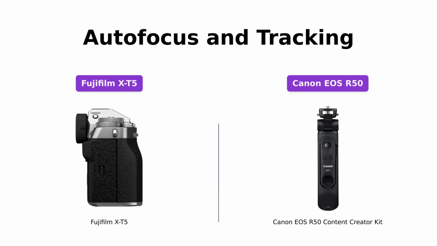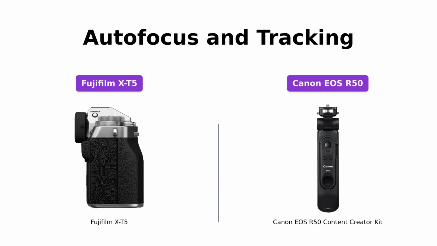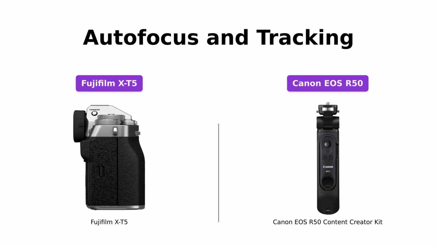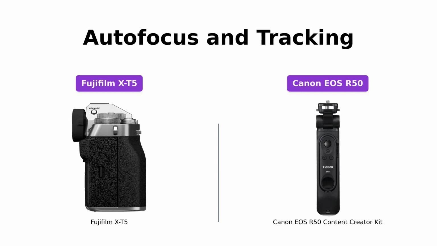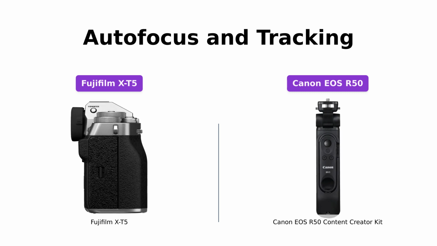Both cameras feature advanced autofocus systems, but the Canon EOS R50 Content Creator Kit takes the lead with its Dual Pixel CMOS AF II technology. It covers a larger AF area with 651 AF zones and offers auto subject detection and tracking of people, animals, and vehicles using deep learning technology. The Fujifilm X-T5 also provides reliable autofocus, but it has fewer AF zones.